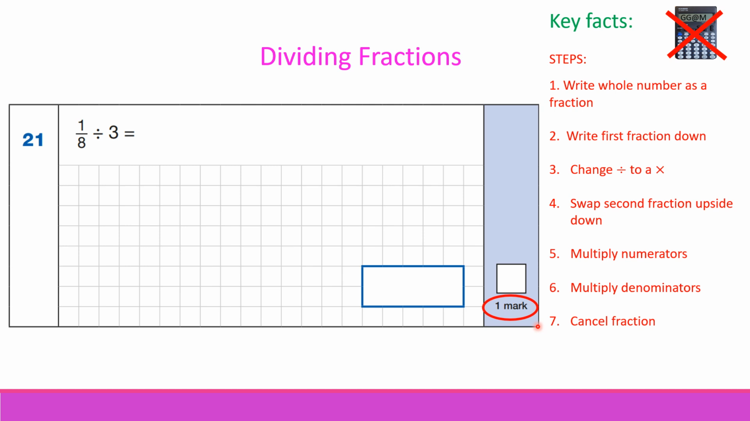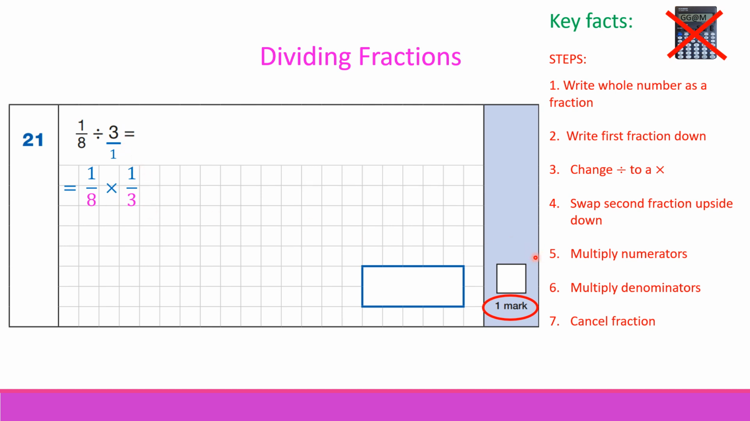Great work. Hopefully you've managed to have a go at working through the steps. So we're going to start off with the first step up here, which is to write it as a fraction. So this 3 is the same as 3 over 1 because 3 divided by 1 is 3. I'm now going to do the first fraction, which is 1 over 8. I'm going to change the divide to a times, and I'm going to swap this second fraction from 3 over 1 to 1 over 3, which takes me through steps 2, 3 and 4. So I've got 1 over 8 times 1 over 3. The divide changes to times, flip for 3 over 1 becoming 1 over 3.